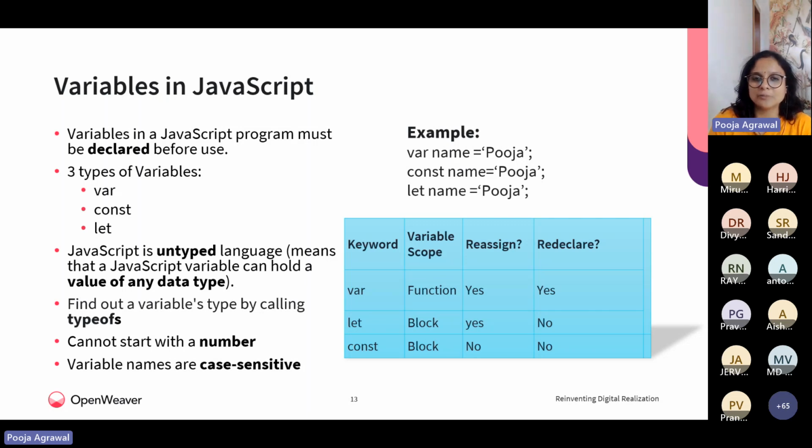And for a variable with the var keyword, reassignment is possible. Currently the name is Pooja, later it could be anything else as well. Is redeclaration possible? Yes, in another function you could have another var variable with the same name. So redeclaration is also possible, and reassignment obviously is also possible.